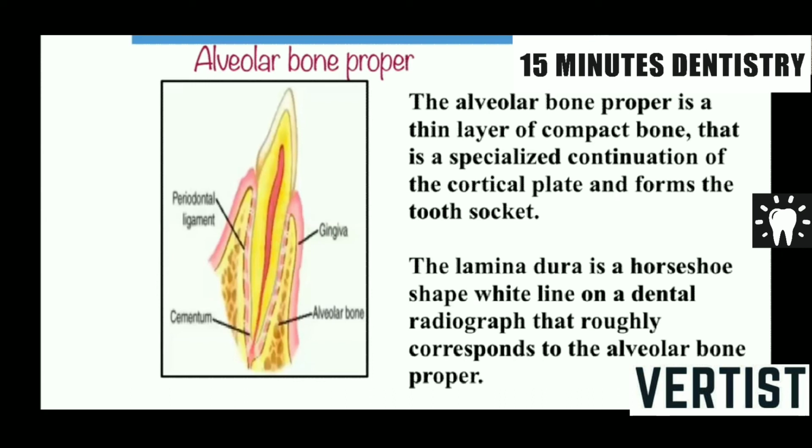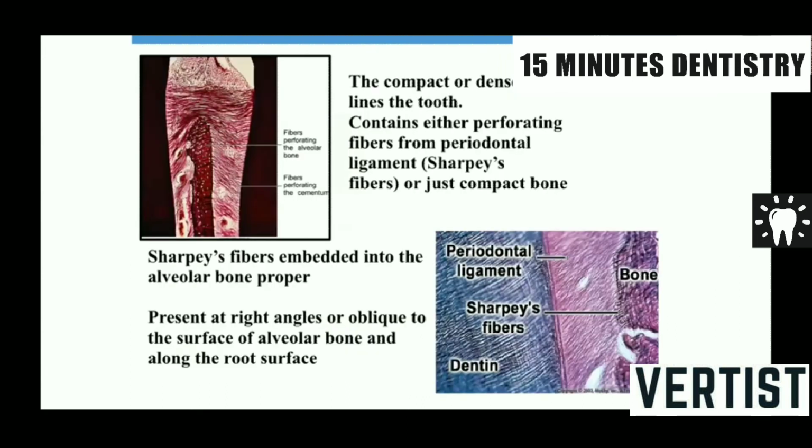So the alveolar bone proper is a thin layer of compact bone that is a specialized continuation of the cortical plate and forms a tooth socket. And there is something which is called the lamina dura. It is a horseshoe-shaped white line on the dental radiogram that directly corresponds to that of the alveolar bone.